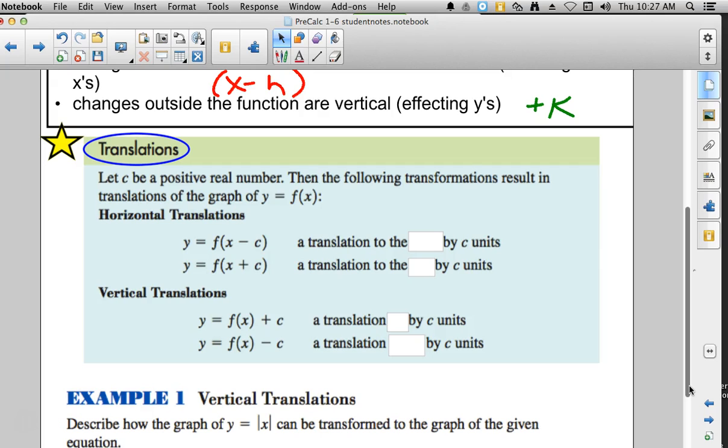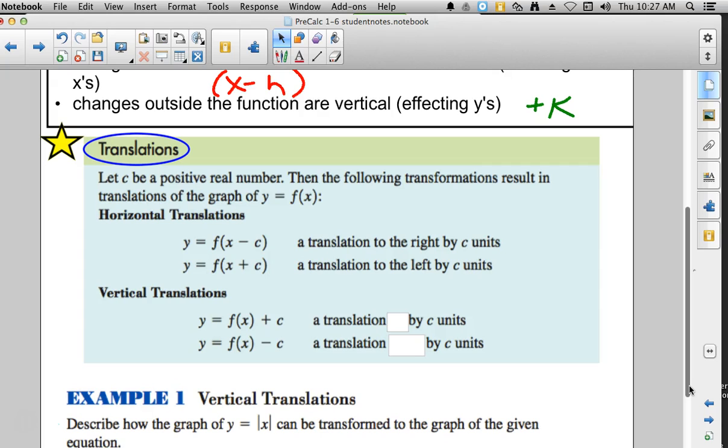If this says -3, that means it's going 3 units to the right. We see a -3 and we think, okay, that's got to go 3 to the left. But x responds in an opposite direction. So a translation to the right by c units will give us x minus c. So plus c is actually going to take us to the left. So whenever it's attached to the x, always think opposite of what I see.